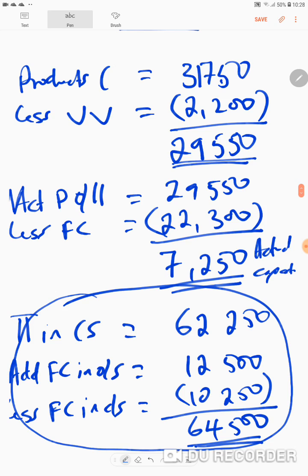The difference between variable costing and absorption costing is mainly around how we value our inventory, both opening inventory and closing inventory.